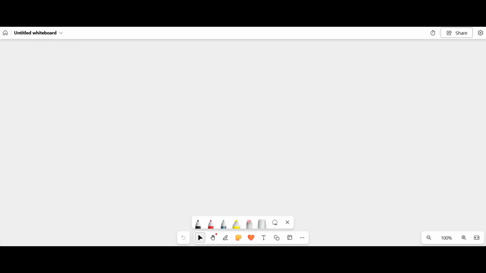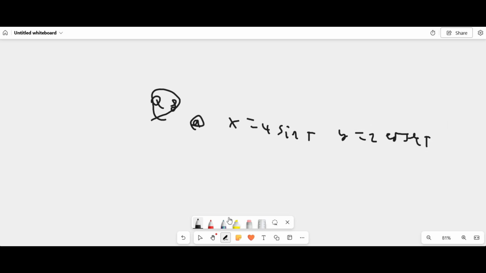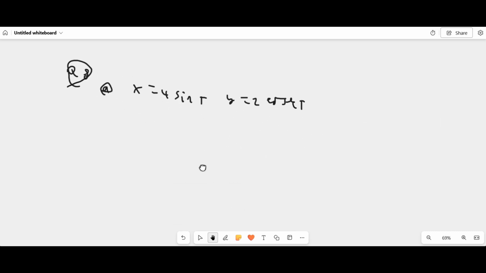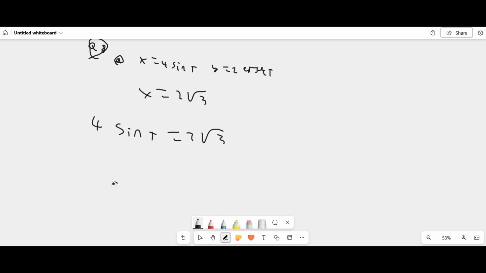Alright, cool. Question 8. Question 8a says that x is equal to 4 sin t, and y is equal to 2 cosec t. It also says that x is equal to 2 root 3. So hence, if x equals 2 root 3, that means that 4 sin t, which is x here, is going to be equal to 2 root 3 here. So I can find what t is now. I can say that sin t is going to be equal to 2 root 3 over 4, which is obviously equal to root 3 over 2.